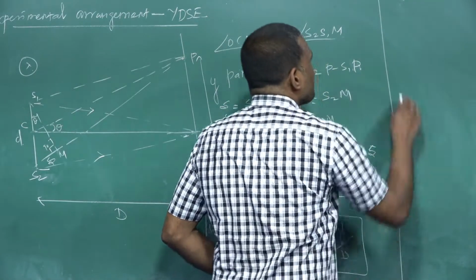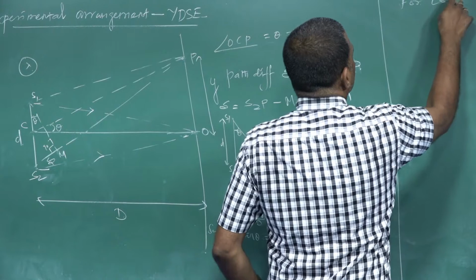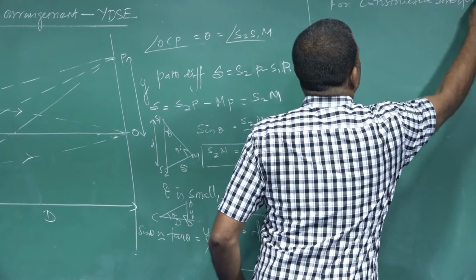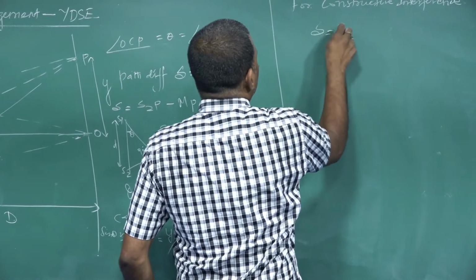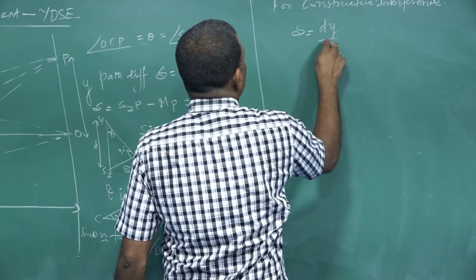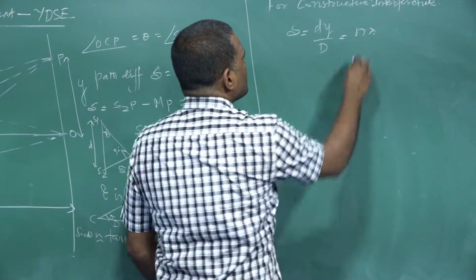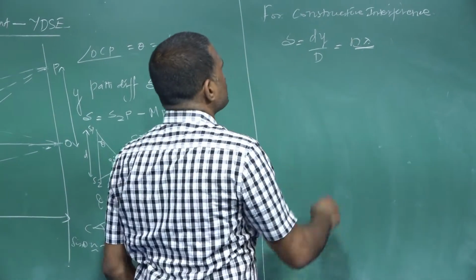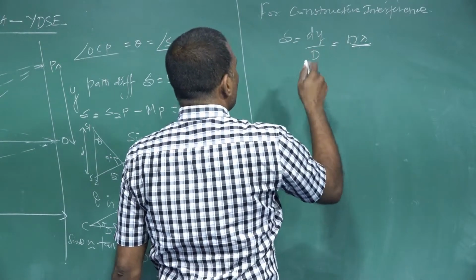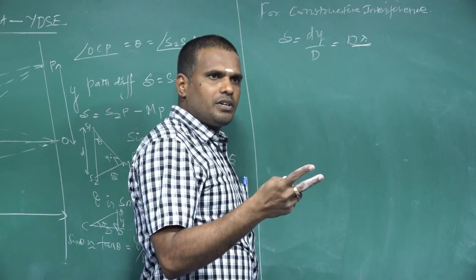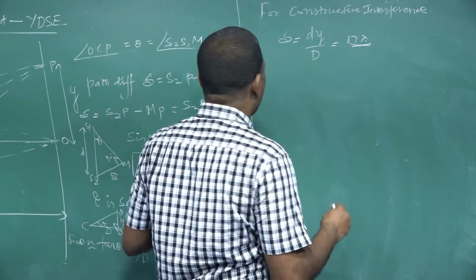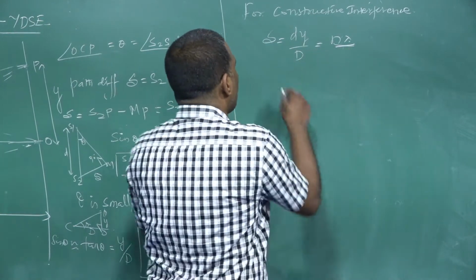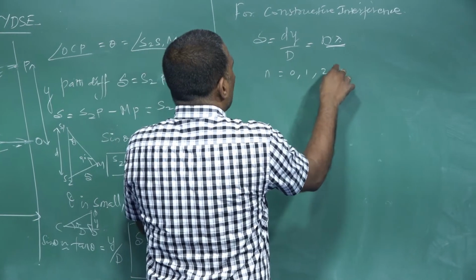So for constructive interference, I can write delta equals small d y divided by capital D must be equal to n lambda. This is the condition for brightness. Path difference must be equal to n lambda is the condition for brightness or constructive interference. So delta equals d y by capital D equals n lambda, where n is the order. n can be taken as 0, 1, 2, 3, etc.